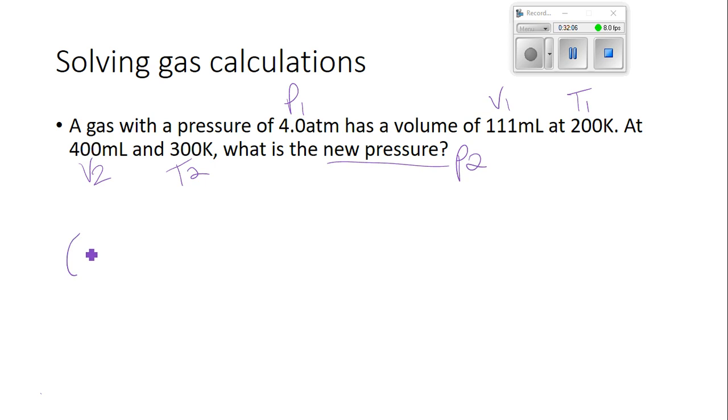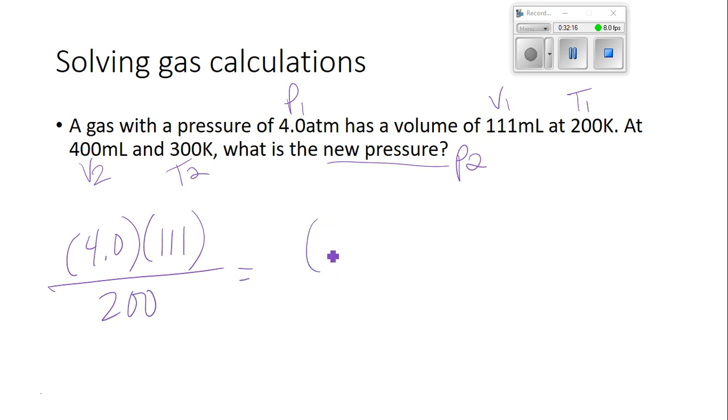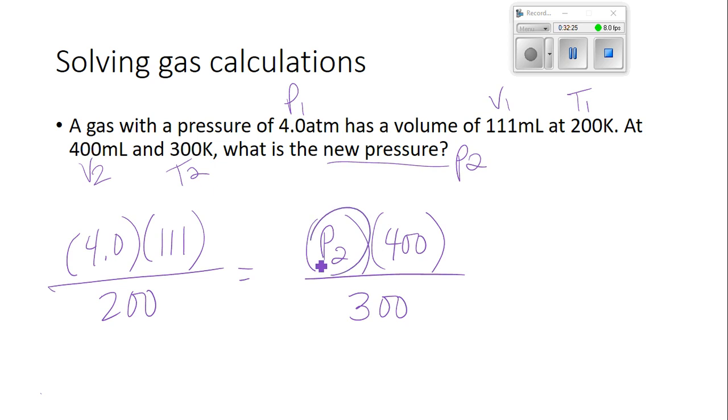So I've got 4.0 times 111 over 200 is equal to P2 times 400 over 300. I want my P2 to stay right there. So I'm going to cross this one up and I'm going to cross this one down. And so I'm going to punch this into my calculator.